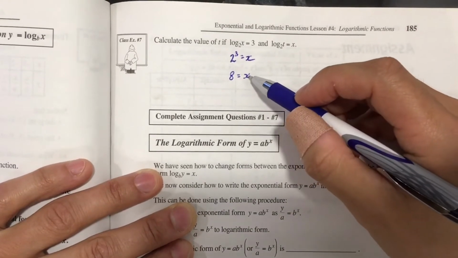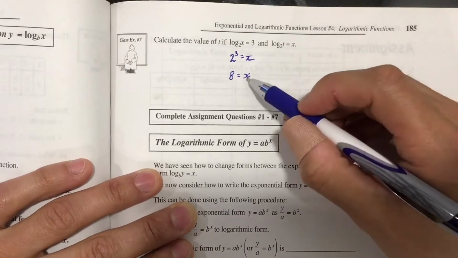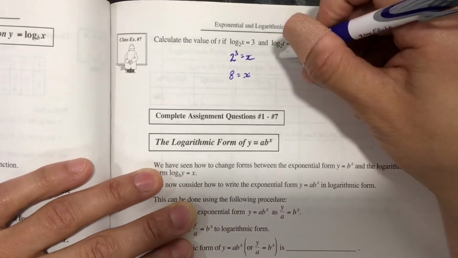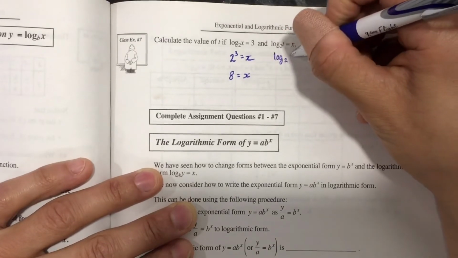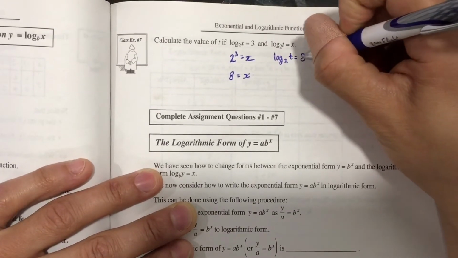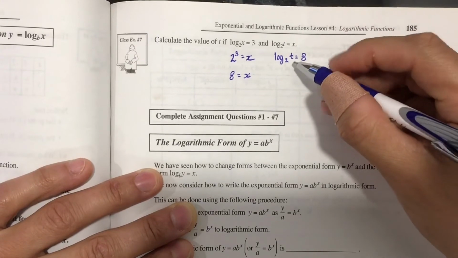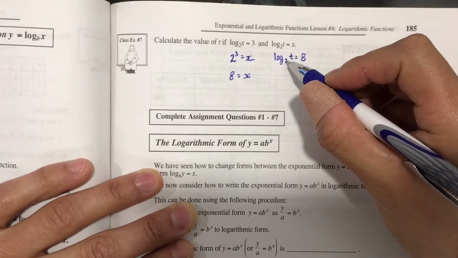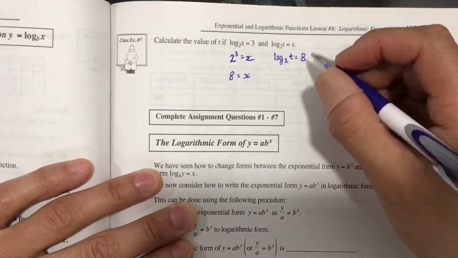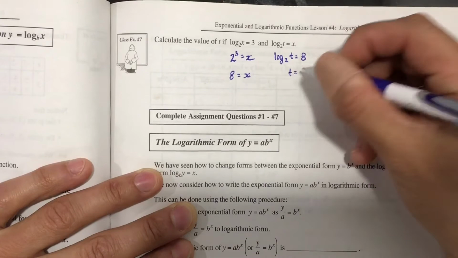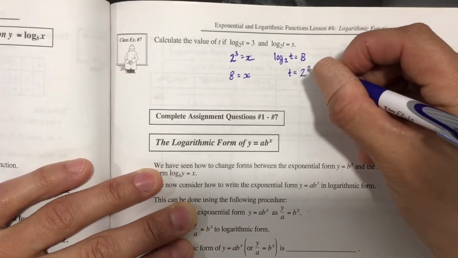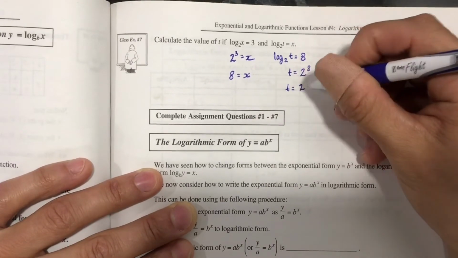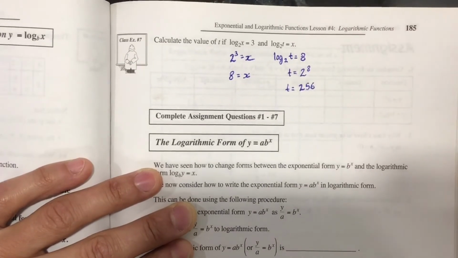So now we have one of our unknowns solved for, and we could then take this and substitute it into my second logarithmic function. So I would have log 2 of t is equal to 8. And now we can solve for t, because remember, 8 becomes my exponent, and my 2 here remains my base. And so t is equal to 2 to the power of 8, and this would be 256.